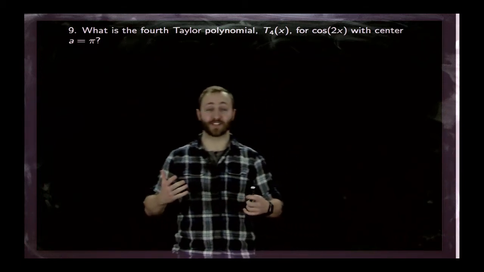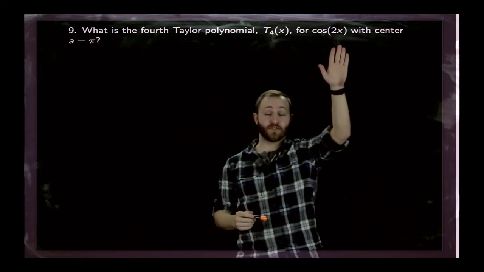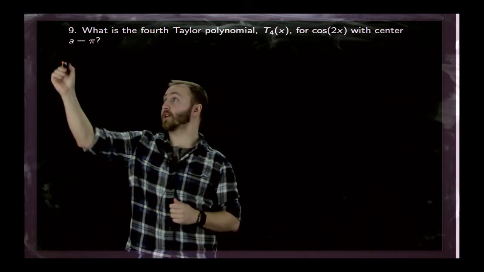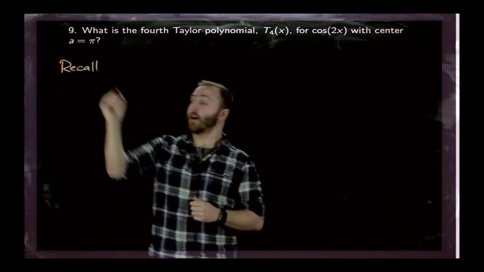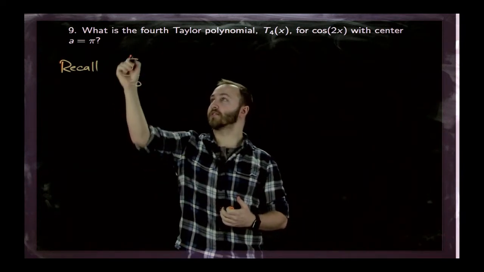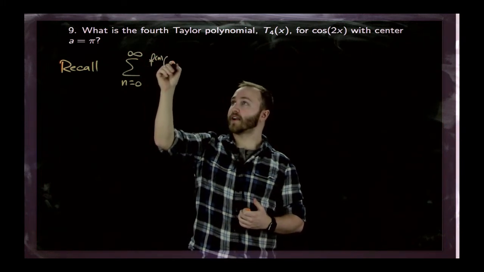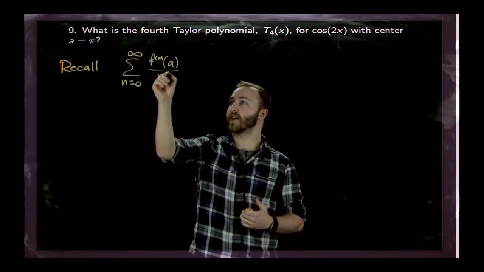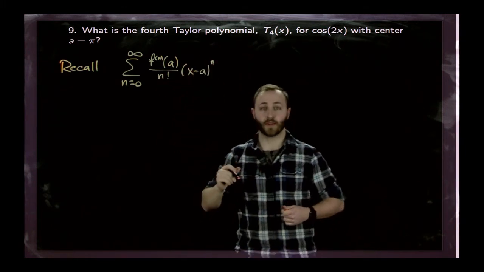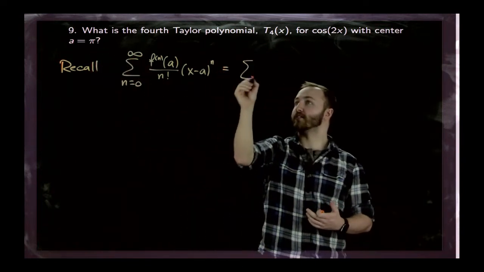All right, so the next question asks us to find the fourth Taylor polynomial for the function cosine of 2x, centered at a equals pi. So the first thing we should do is recall that the general form of a Taylor series is given by the sum from n equals 0 to infinity of the nth derivative of f evaluated at a over n factorial times x minus a to the n. And now, for us, we know that a is equal to pi, so let's go ahead and substitute that in.